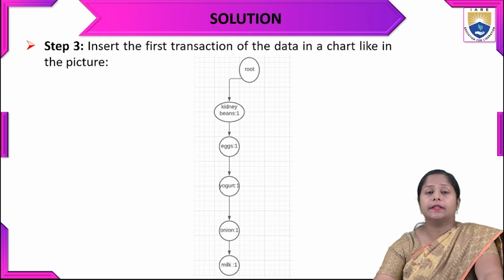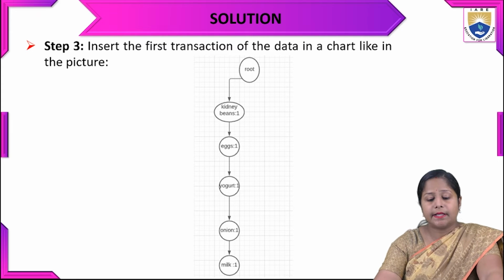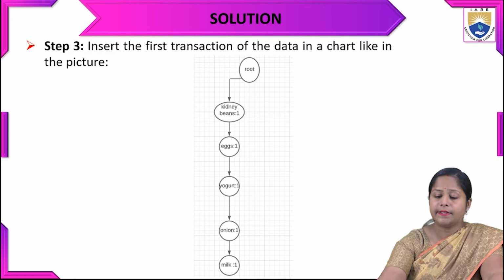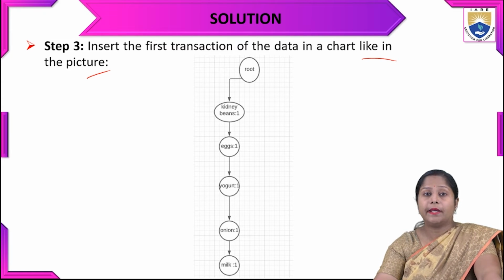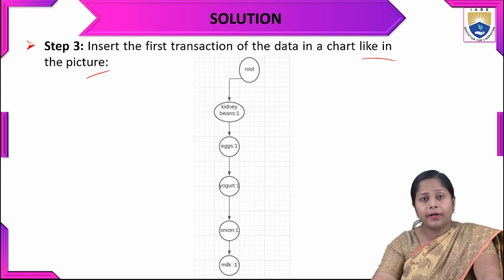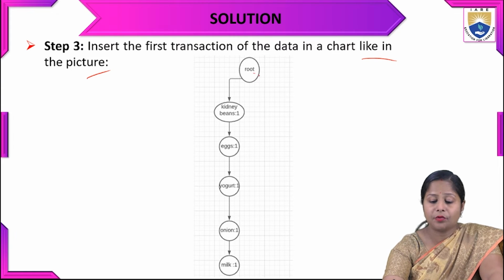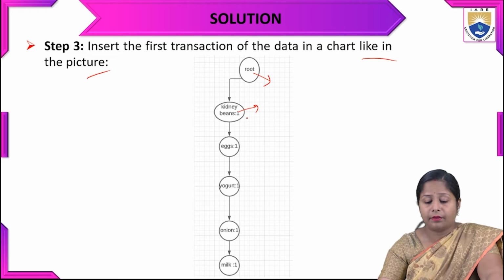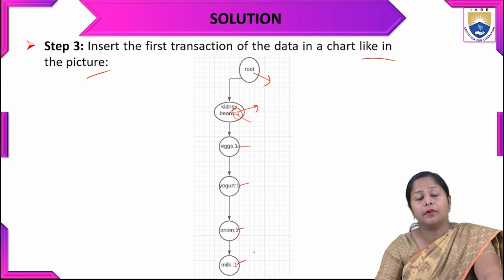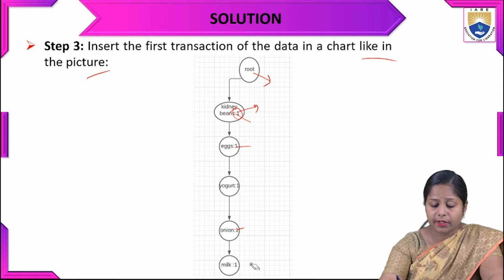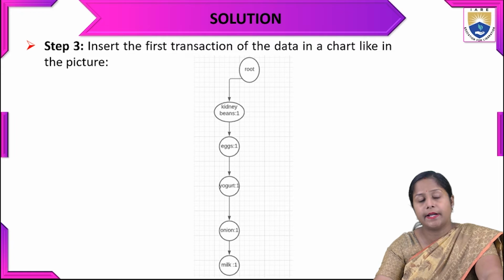Now, in the third step, what do we have to do? We have to form the FP tree. So insert the first transaction of the data in the chart, like in the picture. So I am telling how to make the different items for one transaction. That is the rule: how to make the root, how to make the first item, and the counts like 1 2 1 1 1 1, that is the count of that particular item. That is what I am showing for understanding. So how we have to form it for the first transaction, for understanding each step.